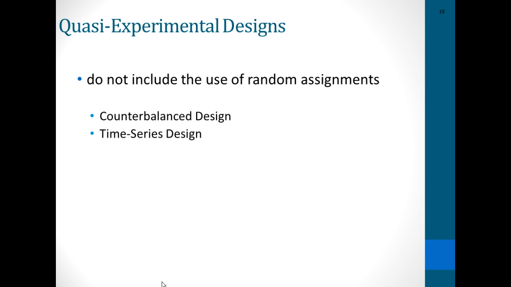So the end of the chapter deals with some quasi-experimental designs. And so quasi-experimental designs are different than true experimental designs. These do not include the use of random assignment, but instead they use some other technique to control for the threats to internal validity. They talked about the matching only design, and it's similar to an experimental design, but there's no random assignment that occurs. But we're going to take a look at the counterbalance design and the time series design, because those are different.